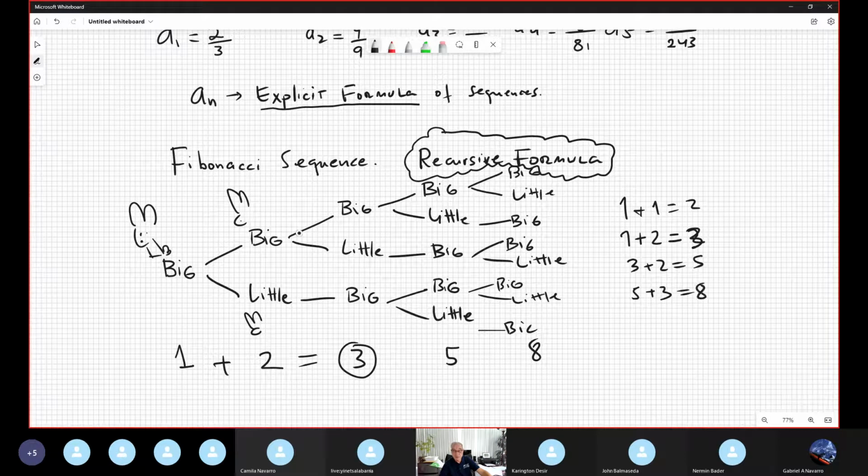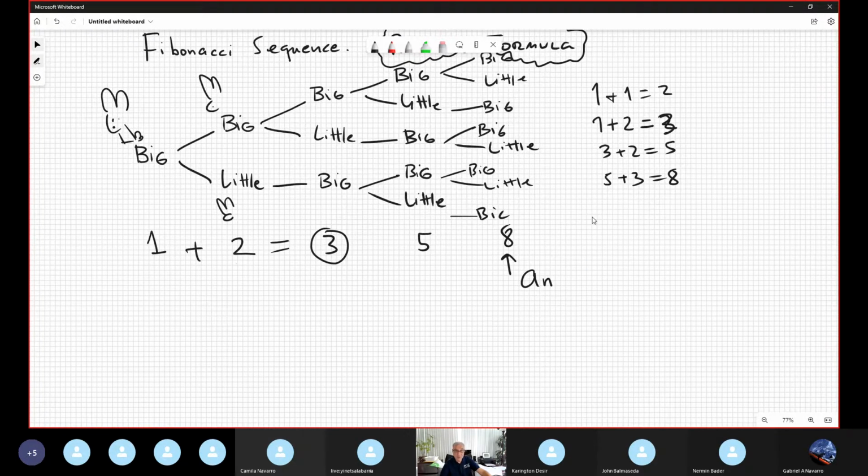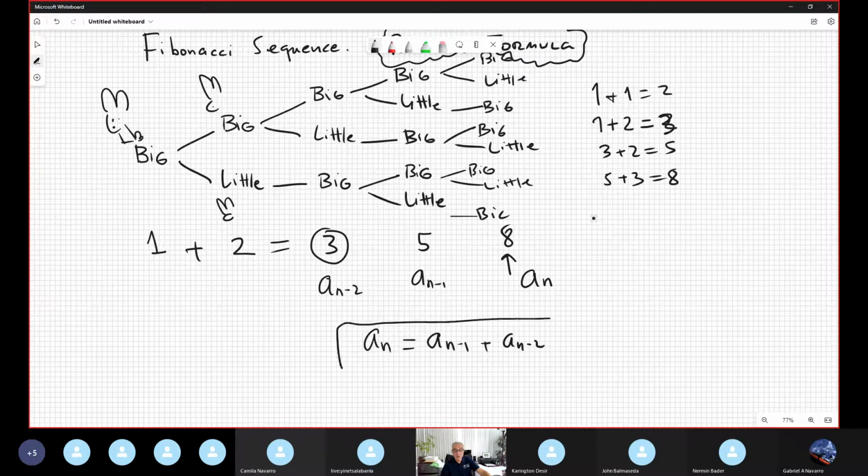Okay, this is a formula. In order to find, for example, this guy, I want to call a sub n, we have no explicit formula. But I know it comes from the 2 previous ones, which are a sub n minus 1 and a sub n minus 2. This indicates the index. So the formula is a sub n equals a sub n minus 1 plus a sub n minus 2. And this is the recursive formula.